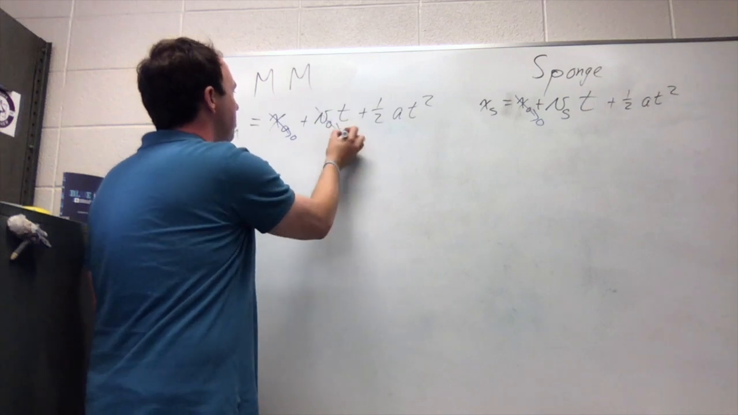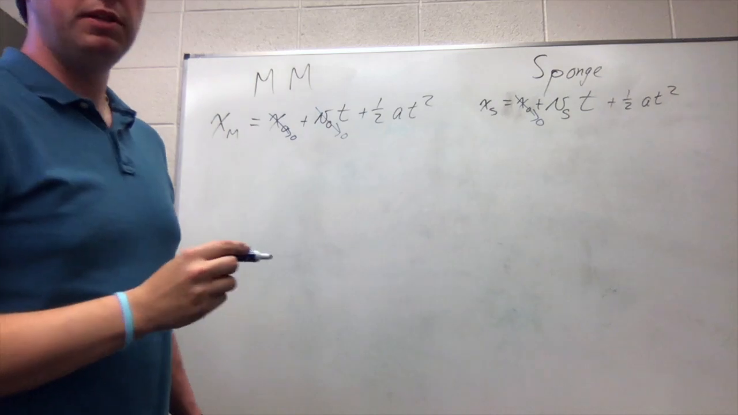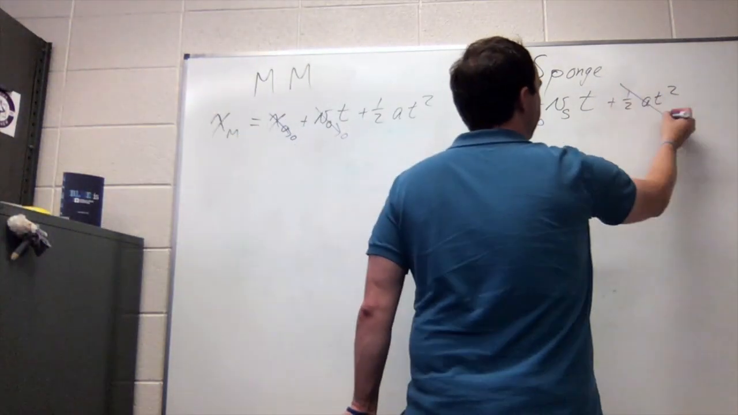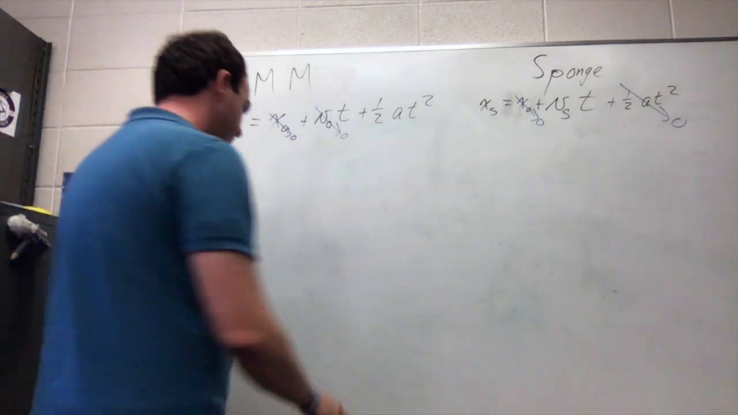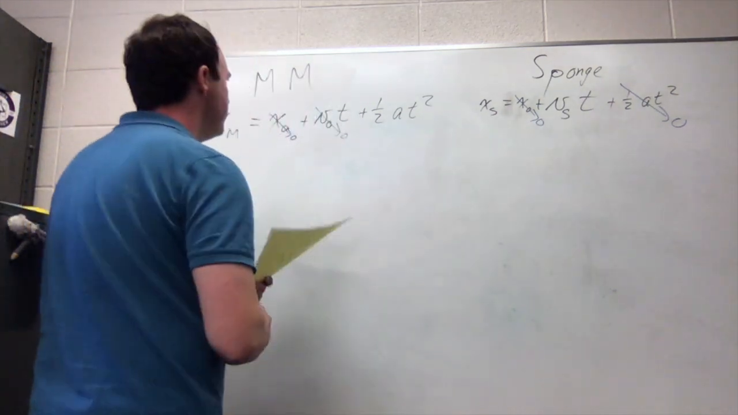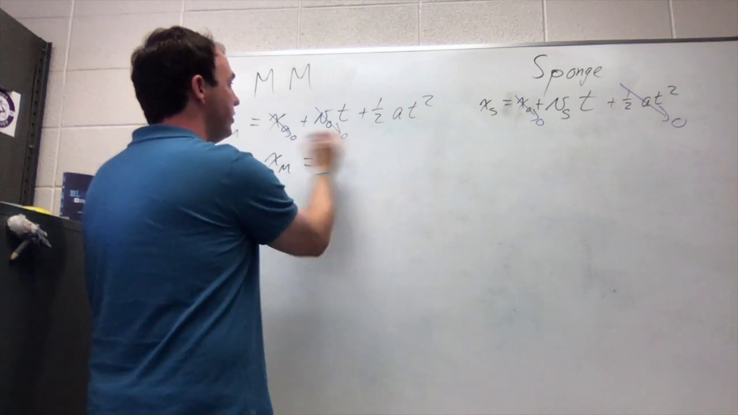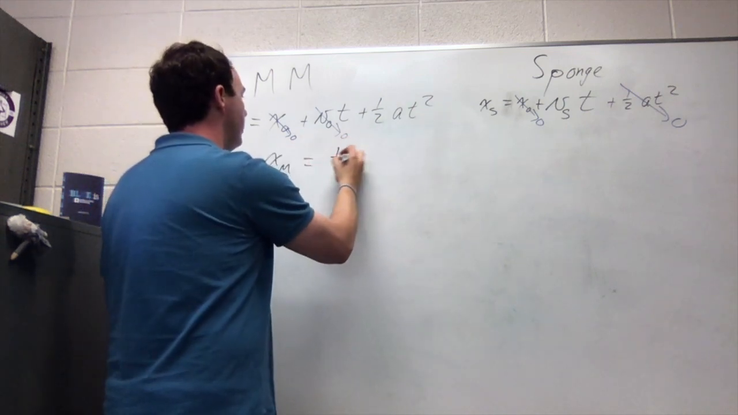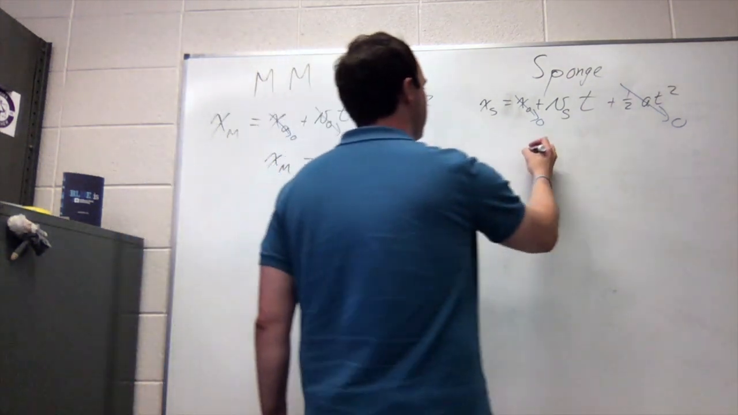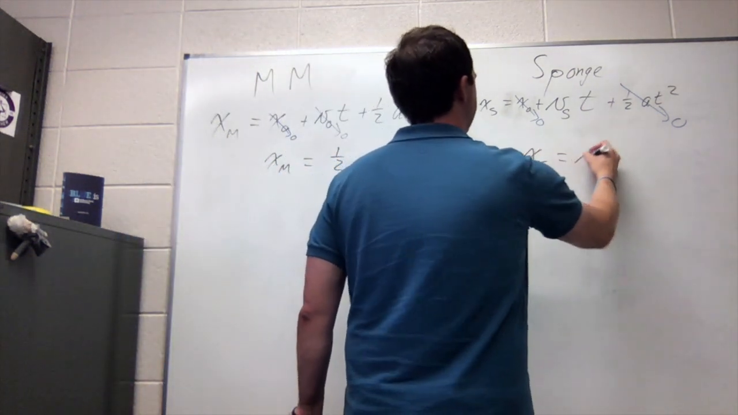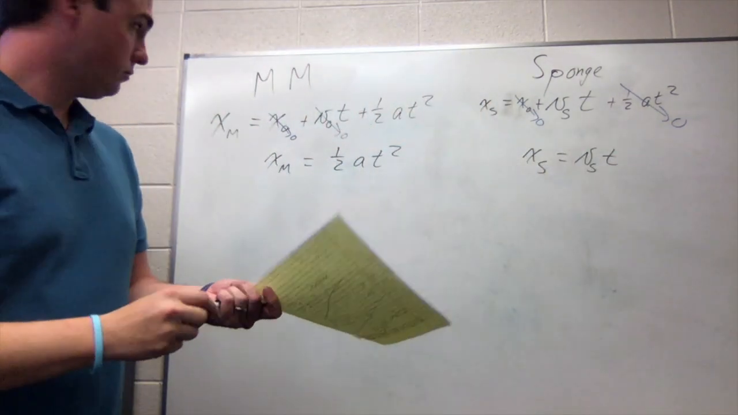And Mermaid Man and Barnacle Boy start at an initial velocity of 0, so that term is going to be 0. And SpongeBob is not accelerating, so the acceleration term is going to be 0. So the position of Mermaid Man and Barnacle Boy, during the time that they're accelerating, is just given by this 1/2 a t squared term, and SpongeBob the whole time is given by his velocity times the time.